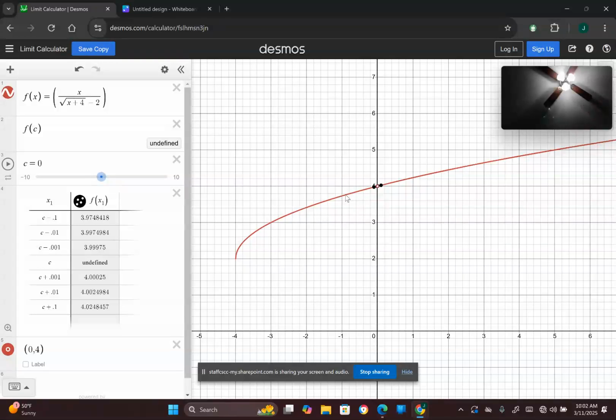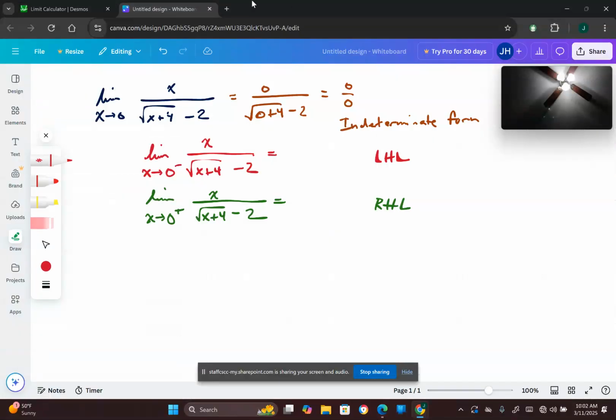Now, what happens as I approach 0 from the left? Notice these x values are less than 0, but I'm getting closer and closer to 0 from the left-hand side. Take a look at those y values. What does it look like those y values are approaching? It looks to me like they're approaching 4. So if I go back here and I want to put in the left-hand limit, it seems to me like those values are approaching 4 from the left-hand side.